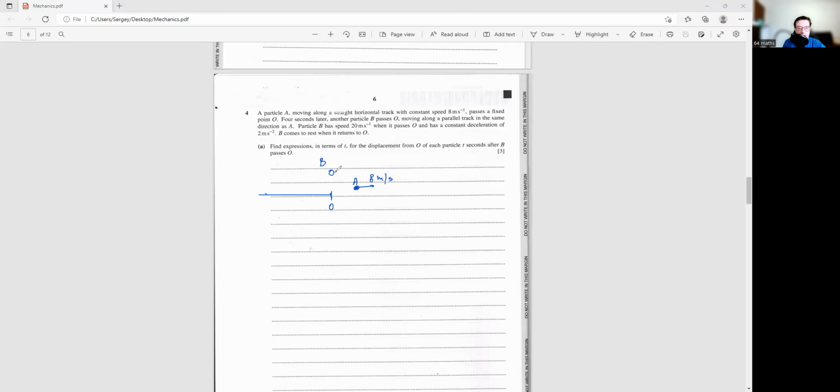And it has the velocity of 20 meters per second as it was passing the point O. And meanwhile, the particle A was further from the point O. Okay, and we also know that the acceleration of the particle B, a, equals minus 2 meters per second squared, because it has a constant deceleration of 2 meters per second squared. Okay, B comes to rest when it returns to O.